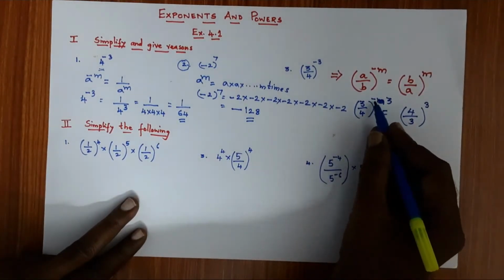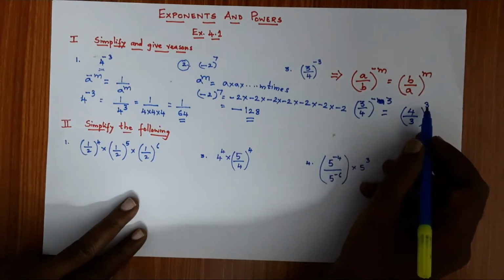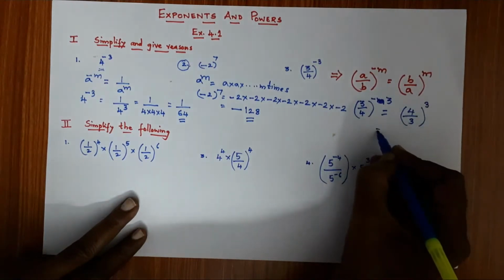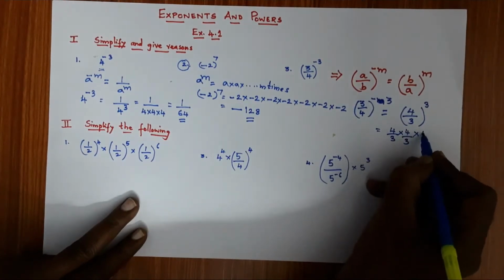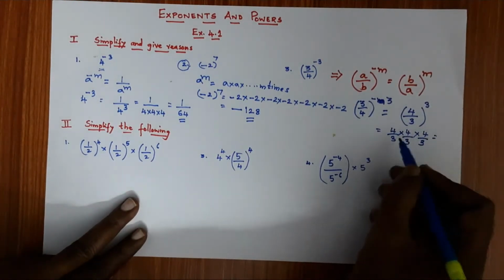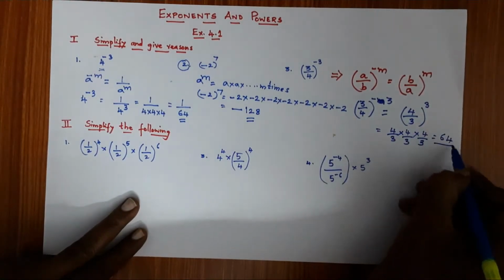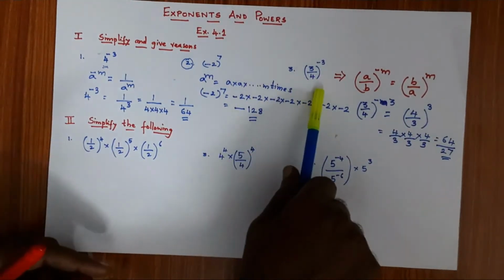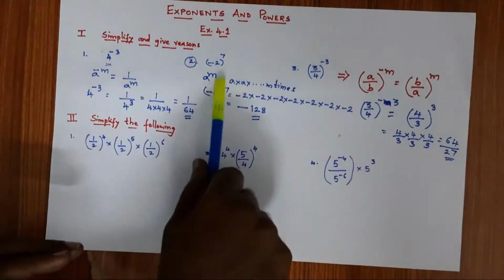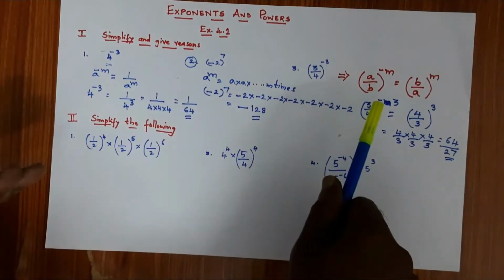Here the power is negative, so we interchange 3 by 4 as 4 by 3 and the power becomes positive. Now 4 by 3 is written how many times? 3 times. So simplify: 4 4s are 16, 16 4s are 64, by 3 3s are 9, 9 3s are 27. So this is the simplification method of 3 by 4 whole to the power of minus 3. These are the problems in the first bit. Remaining problems you have to do as homework, in the same process.